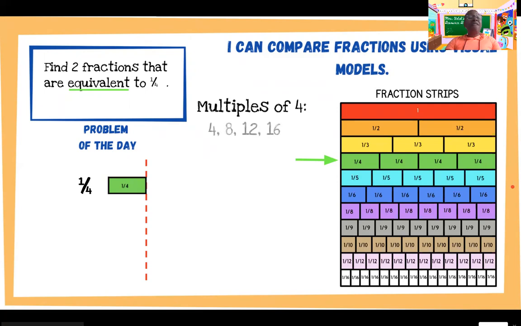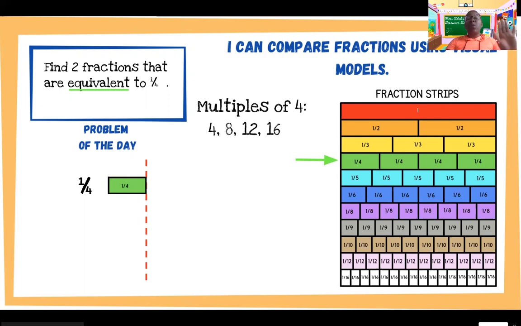Can someone tell me what the first 4 multiples of 4 are? Did you say 4, 8, 12, and 16? If you did, you're absolutely correct. Well, now that we know what the multiples of 4 are, how can we use this to help us out? That's right. The multiples become our denominators. So they are going to tell us which fraction strips we're going to select.